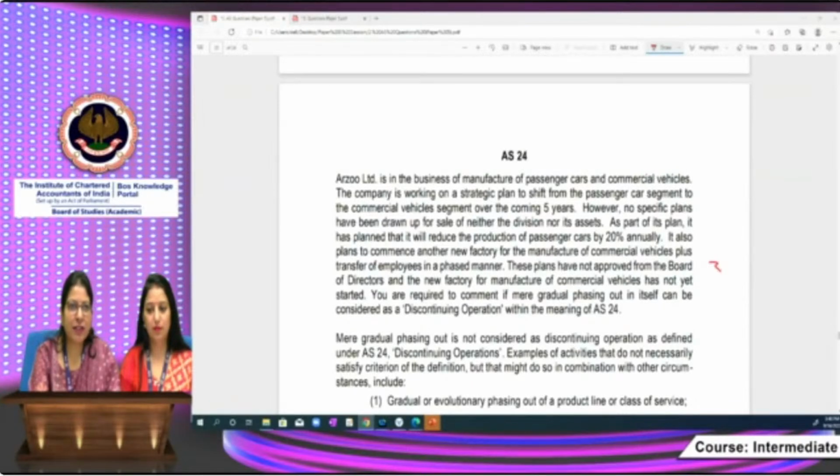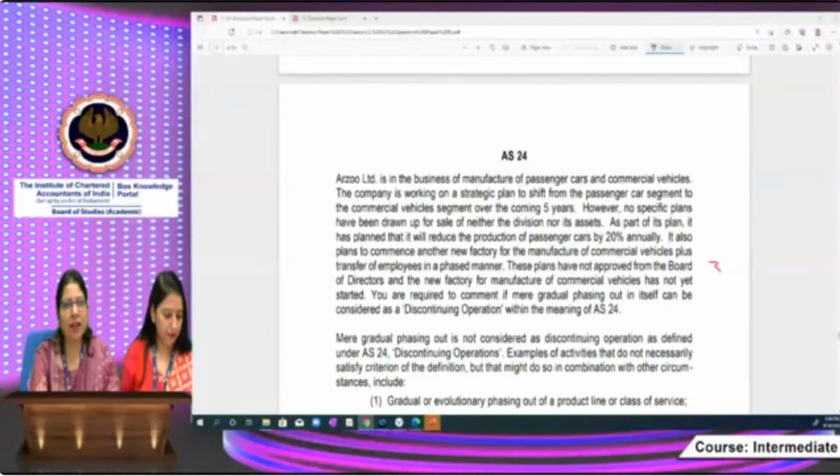There may be gradual phasing out of a particular business operation, but there are certain parameters which have to be identified. The standard says there should be a single plan, but there are certain cases where the gradual phasing out of any particular business operation can also be considered as a discontinuing operation. But what are those specific circumstances that have to be judged very seriously, in a very careful manner? So this is a question which has already been asked in the examination previously.